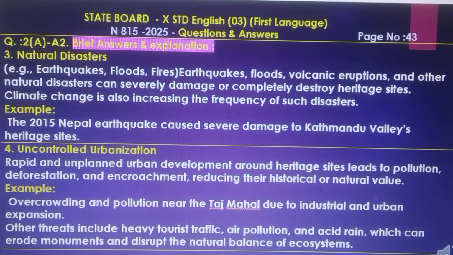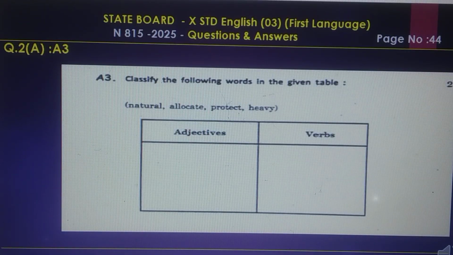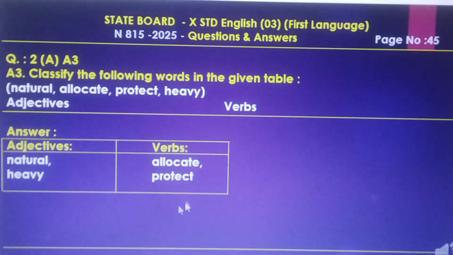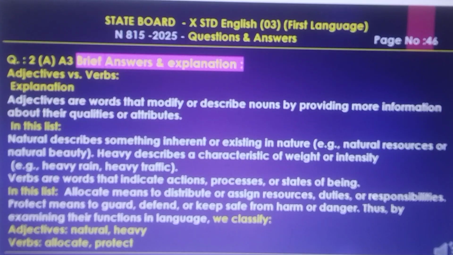Another question: classify the following words in the given table: natural, allocate, protect, and heavy, as adjective and verb. The answer to this question: the adjectives are natural and heavy, and the verbs are allocate and protect. Protect and allocate are verbs. Next, a brief answer and the explanation of this question.